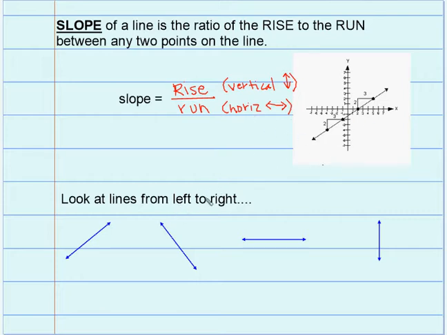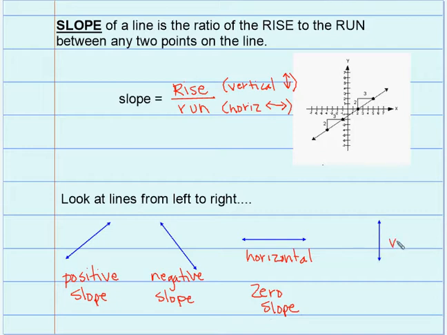And we're going to look at lines from left to right. So these will need to be in your notes because this line goes up. This has positive slope. This line goes down from left to right, so it has negative slope. This line is a horizontal line, right? And so when you think about how much does it go up versus over, it doesn't ever go up. So it has 0 slope. It's flat.